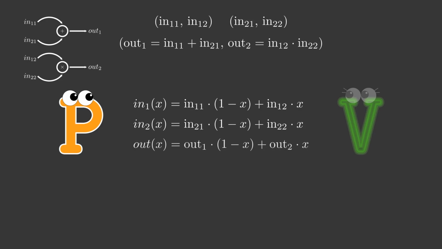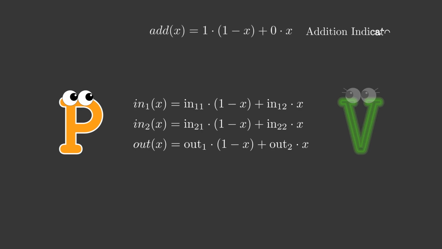The second step is to construct two more helper polynomials. Ed of x, which is equal to 1 times 1 minus x plus 0 times x, and mult of x, which is equal to 0 times 1 minus x plus 1 times x. The purpose of the helper polynomials is to indicate when we want to add and when we want to multiply. They are sometimes called equality polynomials or indicator functions.